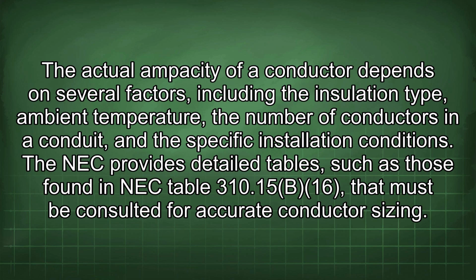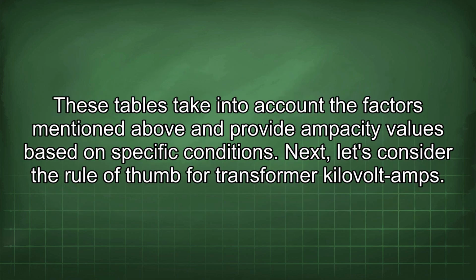The actual ampacity of a conductor depends on several factors, including the insulation type, ambient temperature, the number of conductors in a conduit, and the specific installation conditions. The NEC provides detailed tables, such as those found in NEC Table 310.15(B)(16), that must be consulted for accurate conductor sizing. These tables take into account the factors mentioned above and provide ampacity values based on specific conditions.